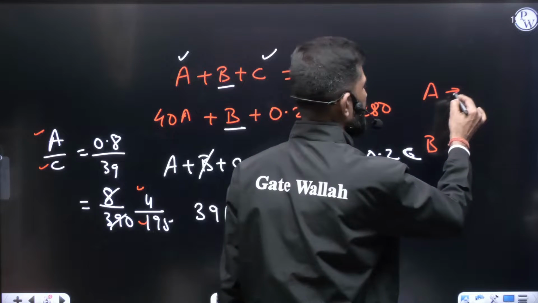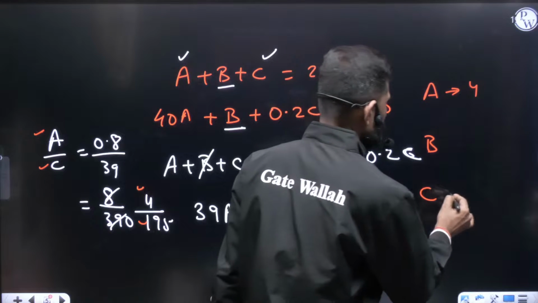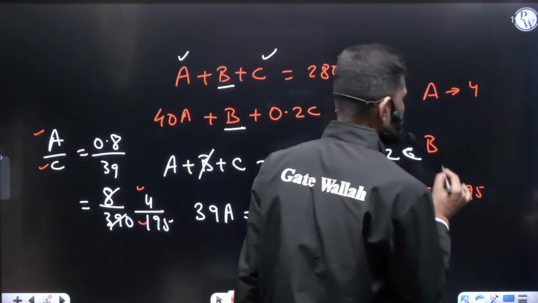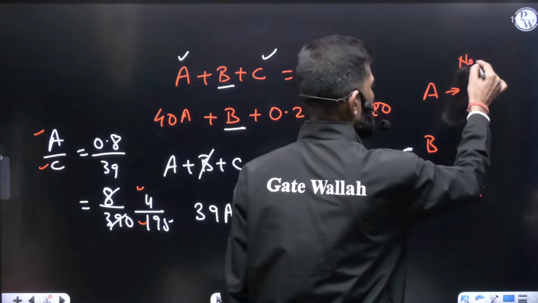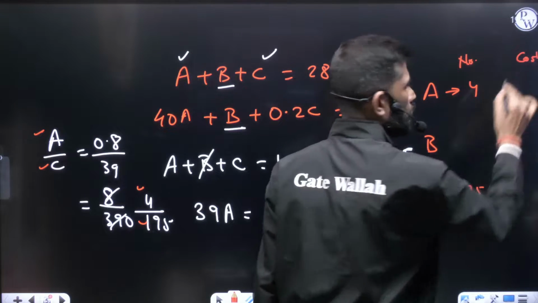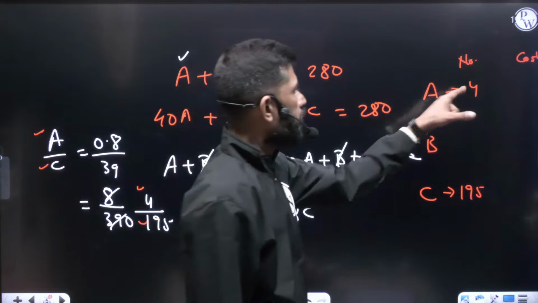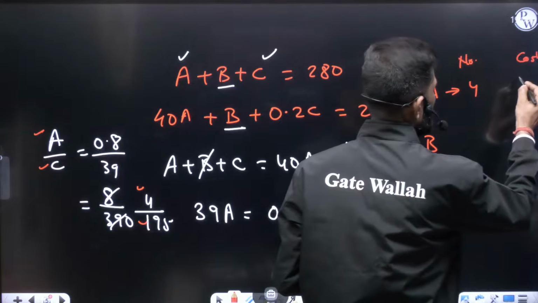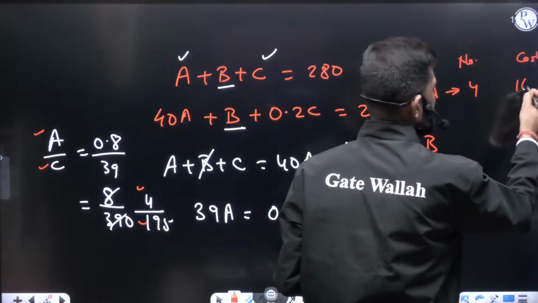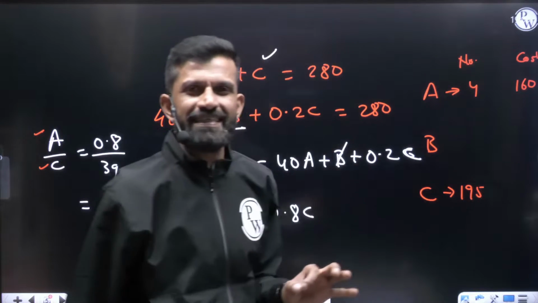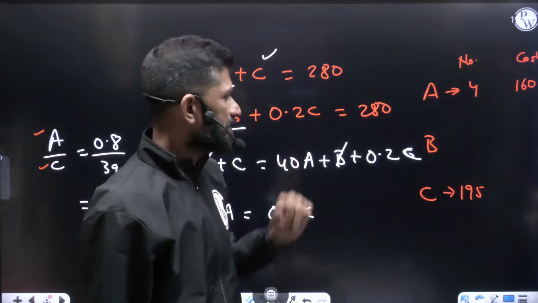Means A you should take 4 products and C you should take 195 products. See, this is the number of products. If I talk about cost, the total money spent: A costs 40 rupees each. So 40 for the total, here how much will be spent? 160 rupees will be spent, 40 rupees each, 4 products, 160 rupees.